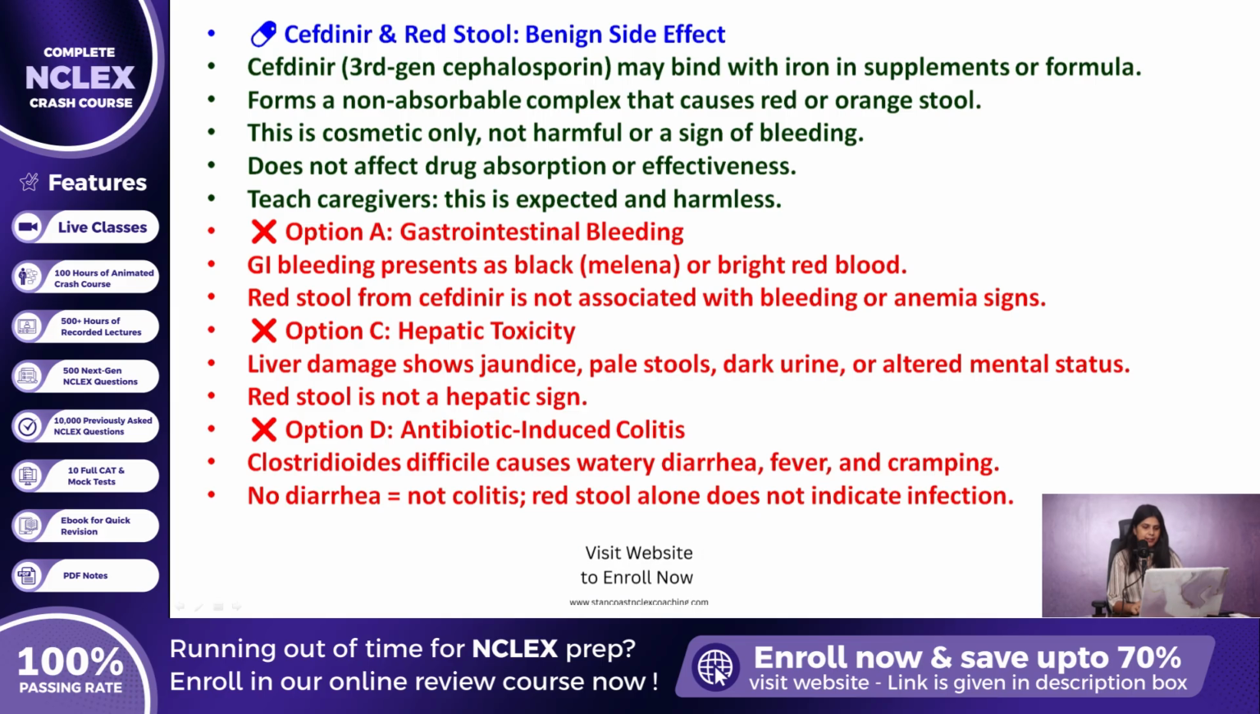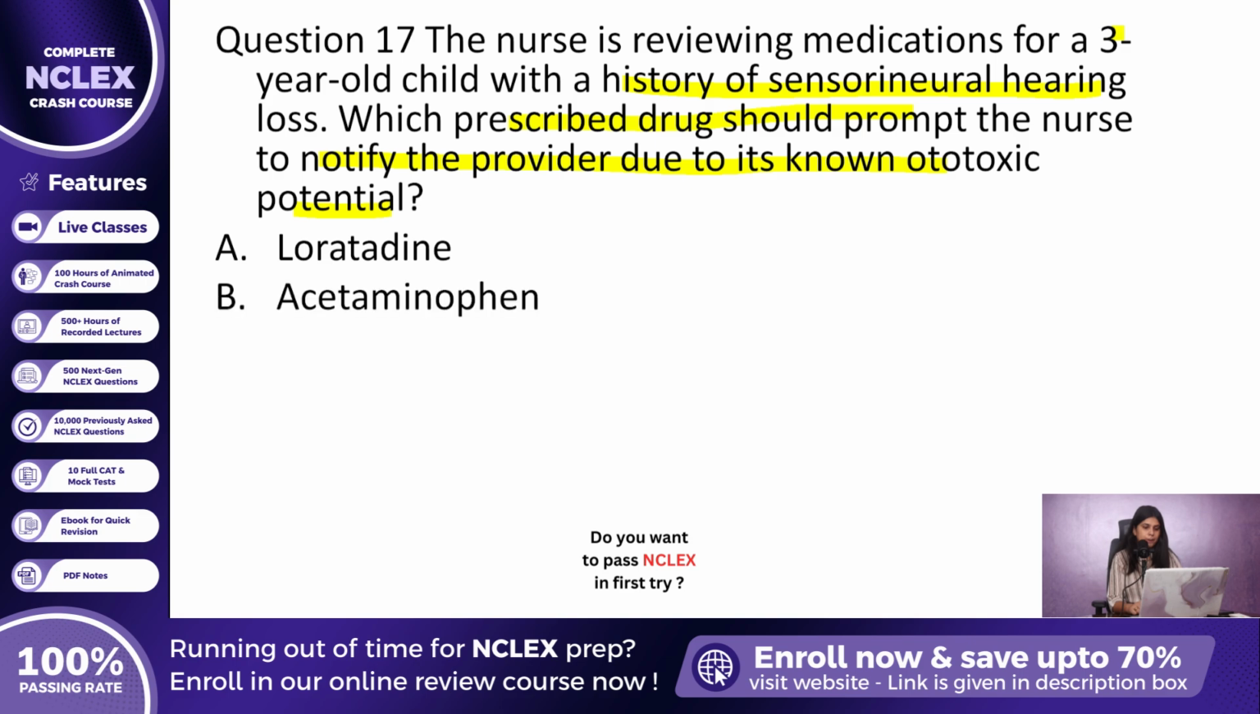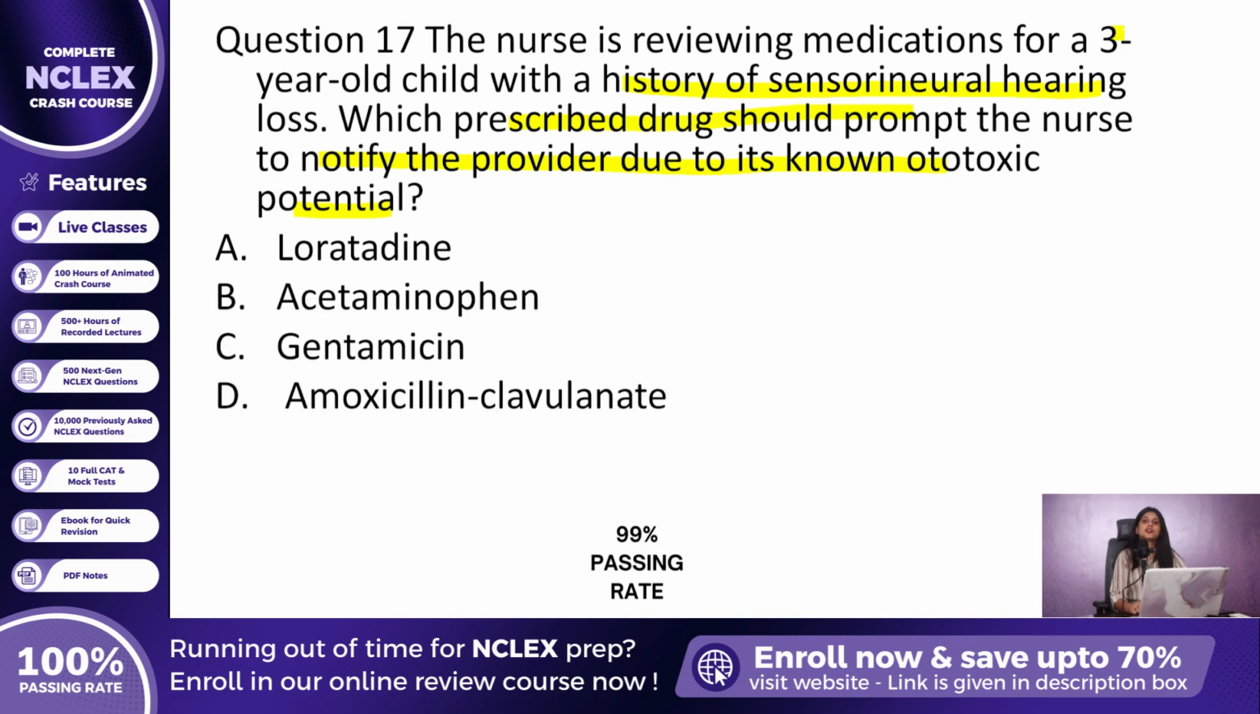Here's question number 17. The nurse is reviewing medications for a 3-year-old child with a history of sensorineural hearing loss. Which prescribed drug should prompt the nurse to notify the provider due to its known ototoxic potential? Let us walk through each option and evaluate which one raises the greatest concern for a child with impaired hearing. Option A, loratadine. Option B, acetaminophen. Option C, gentamicin. Option D, amoxicillin clavulanate. The correct answer is Option C, gentamicin. Now, let us explore why this medication demands caution and immediate nursing intervention.